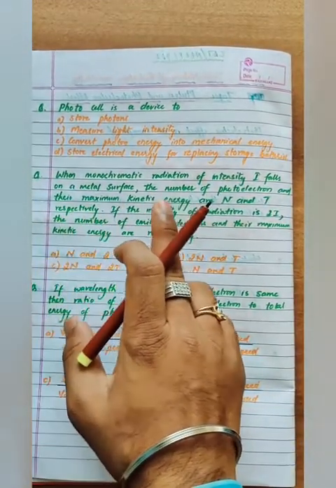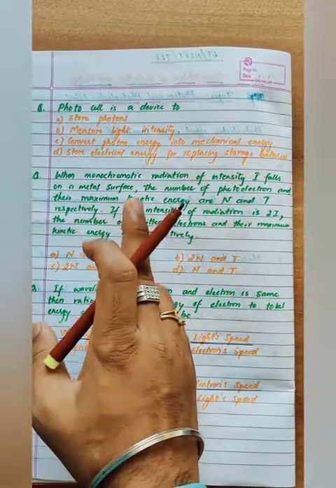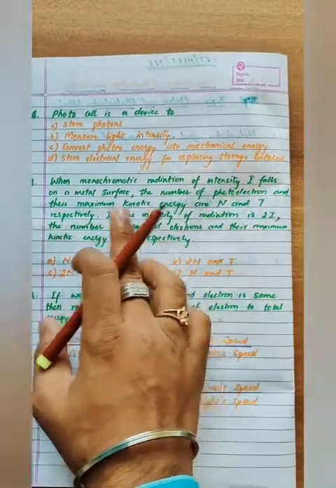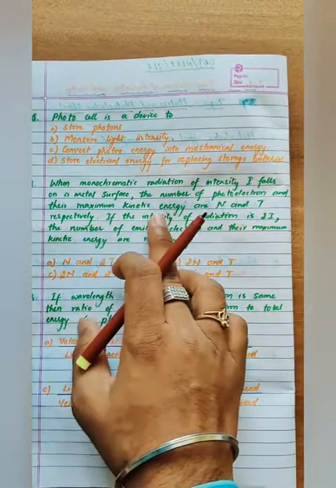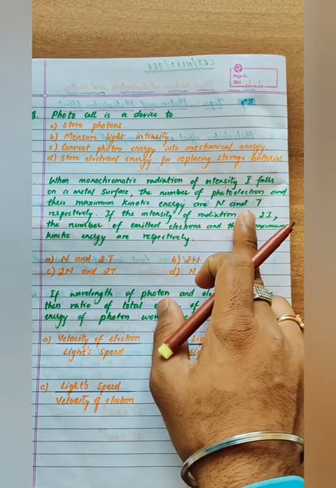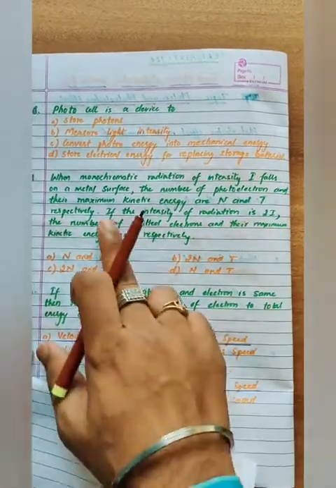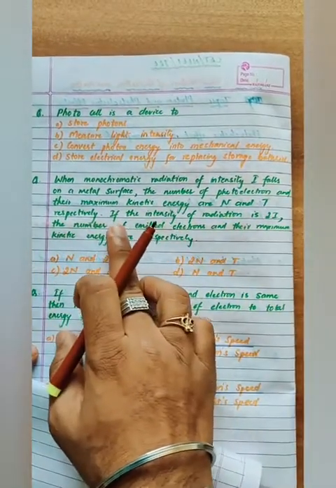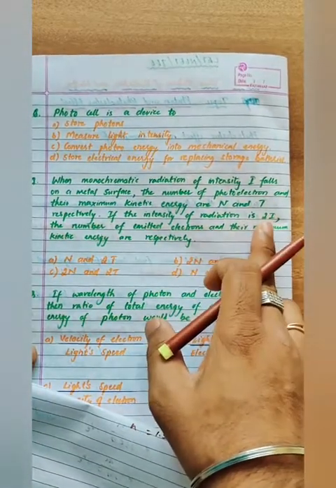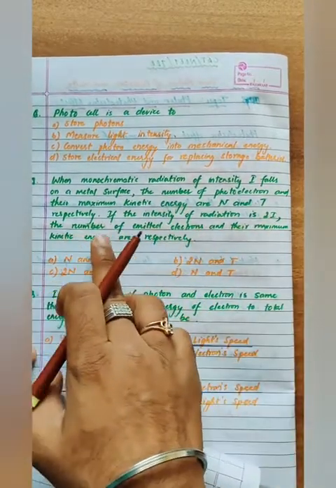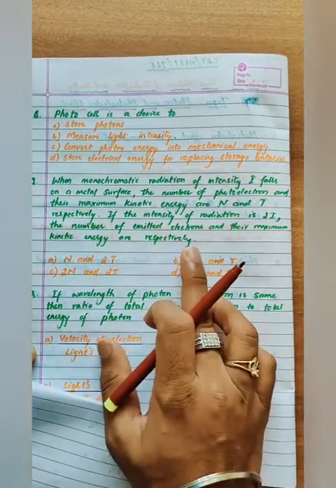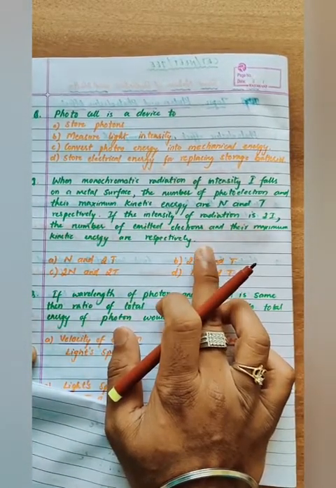So when monochromatic radiation of intensity I falls on the metal surface, the number of photoelectrons and their maximum kinetic energy are N and T. N and T mean the number of photoelectrons is N, and the maximum kinetic energy is given by T respectively. If the intensity of the radiation is 2I, now initially only I was there, now they are changing, intensity is doubled, 2I, then the number of emitted electrons and their kinetic energy are respectively what? So this is very important.